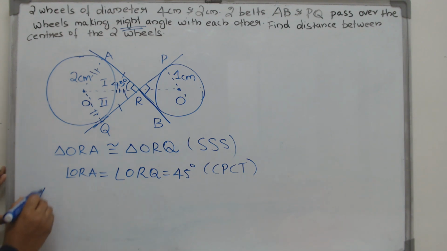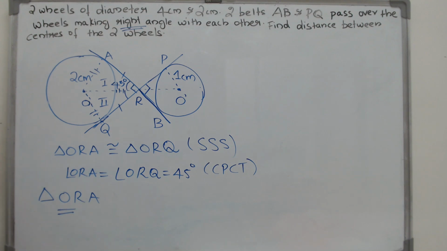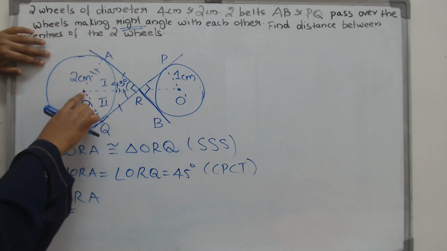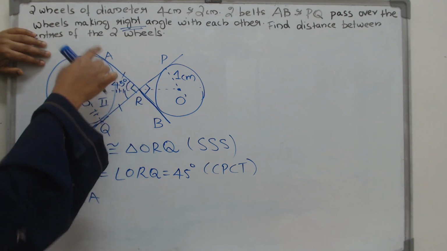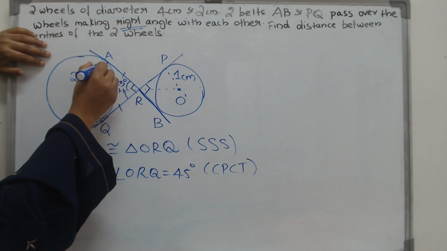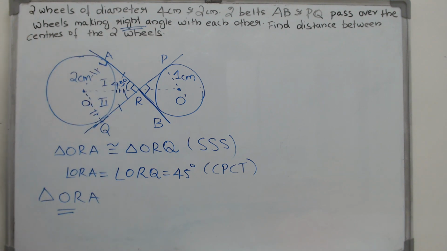Now tell me, what sort of a triangle is this ORA? It is a right triangle. Why is that? We have a radius OA, we have a tangent RA, and we know that the radius and the tangent meet each other at right angles. So we have a right angle here.